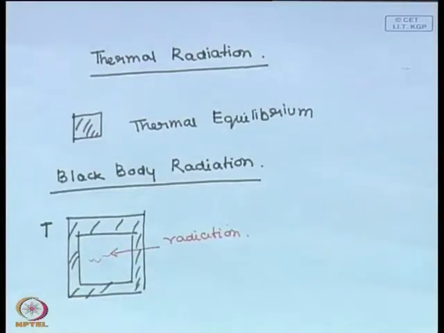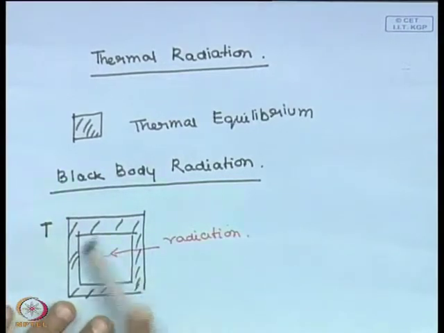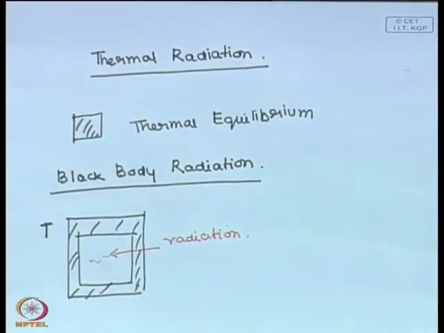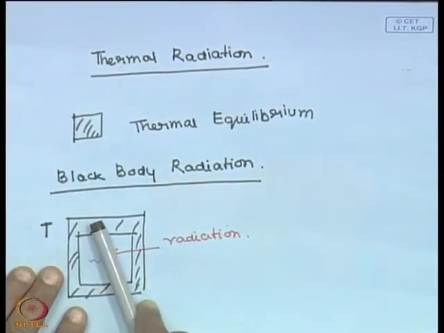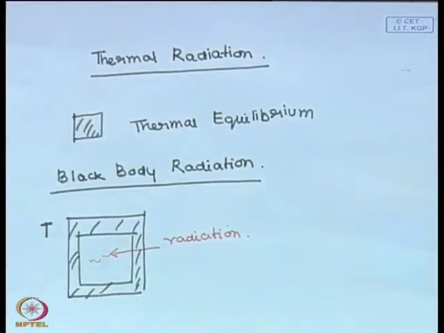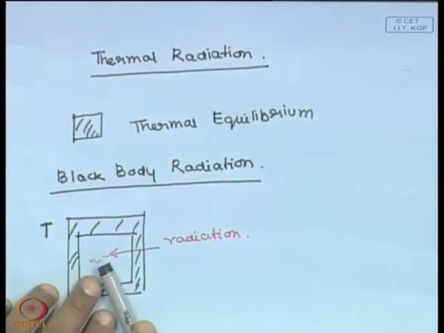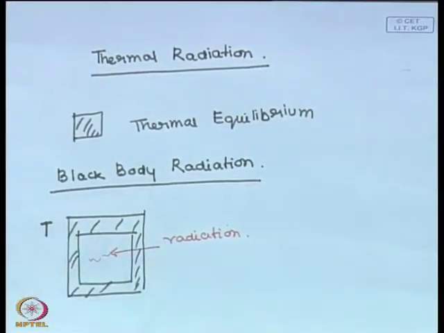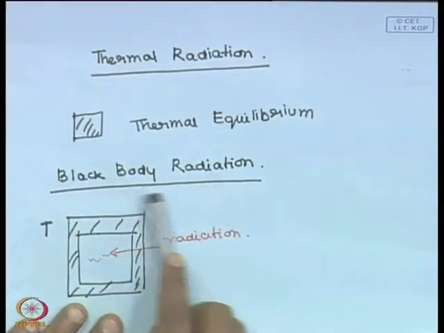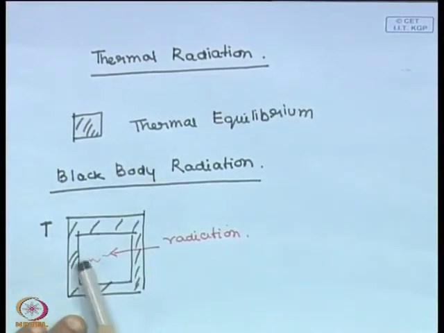and we wait sufficiently long, so that the radiation inside keeps on interacting with the walls of the cavity, and through repeated interaction the radiation inside comes to equilibrium with the walls of the cavity. Okay. So, the radiation inside this cavity is now in thermal equilibrium with the walls. Such radiation that is in equilibrium with material at a temperature T is referred to as black body radiation. This is a black body cavity.